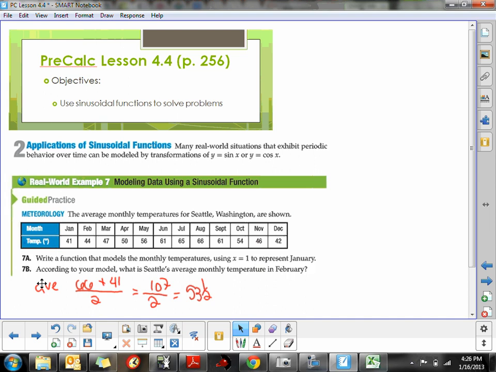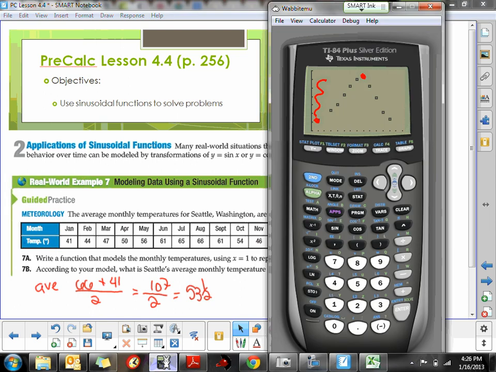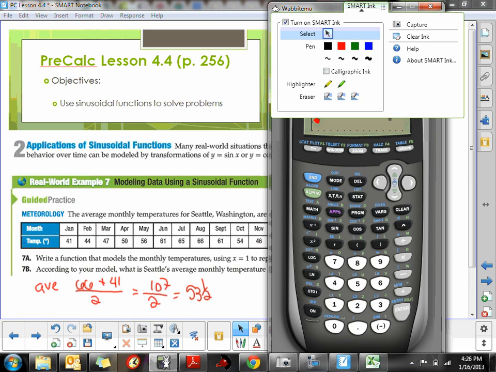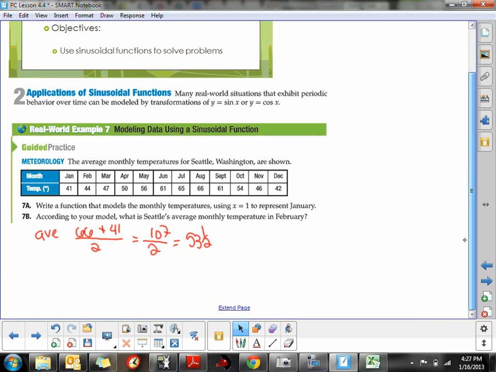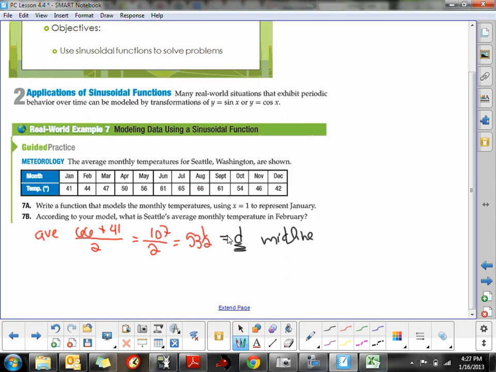So now what I know from my equation is that the center line has to be located at 53.5. What I've just figured out is the value of D, because that is the one that controls the center line, or the midline as they call it, of our graph. Once I know the midline, I can then figure out how far above and below the midline I'm going.